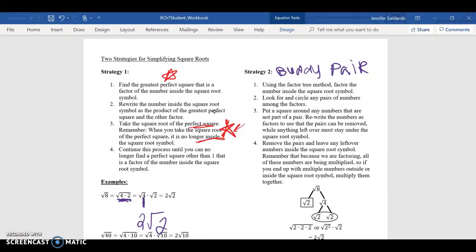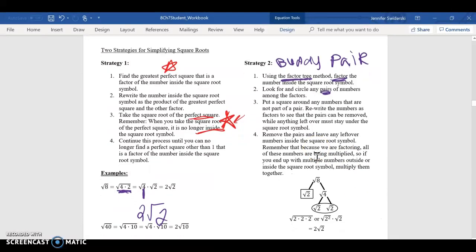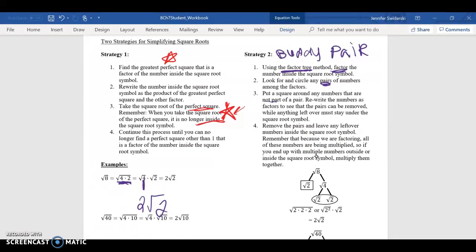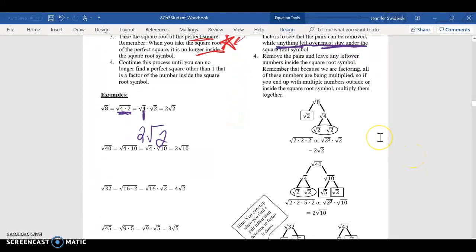Okay, so this brings us back to the factor tree that a lot of us did in 6th grade. So you're going to factor the numbers inside the square root symbol. You're going to look for and circle any buddy pairs of numbers along with the factors. Put a square around any numbers that are not a buddy, or not a pair. You're going to rewrite the numbers as factors to see that the pairs can be removed. Anything left over, so any leftovers who don't have a buddy, have to stay under the square root symbol. Remove the pairs and leave any leftover numbers inside the square root symbol.